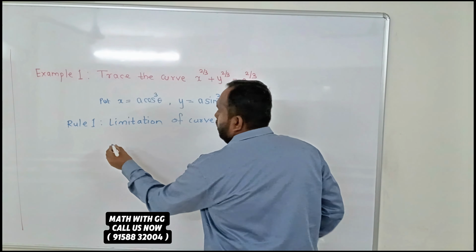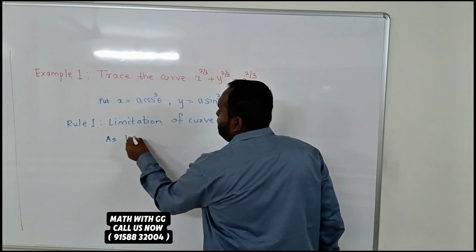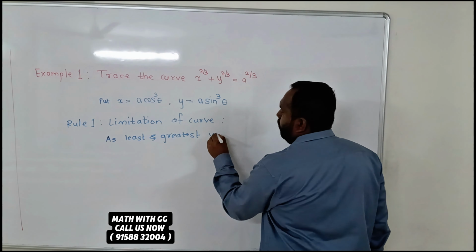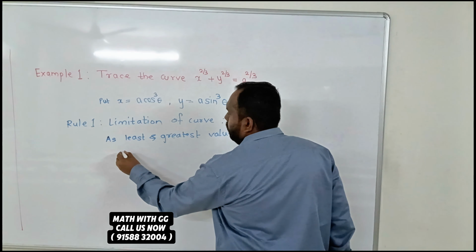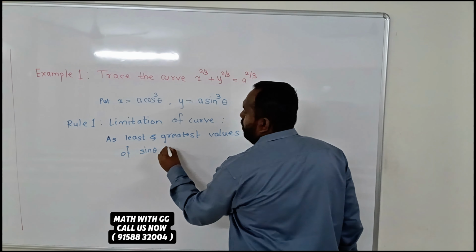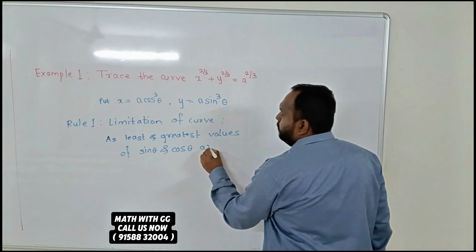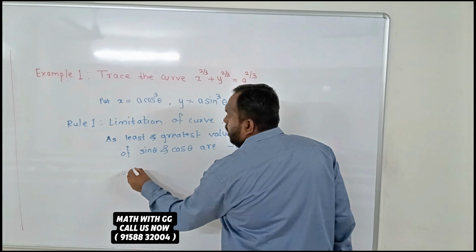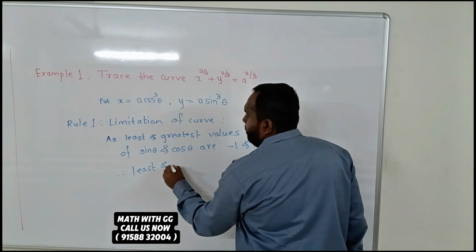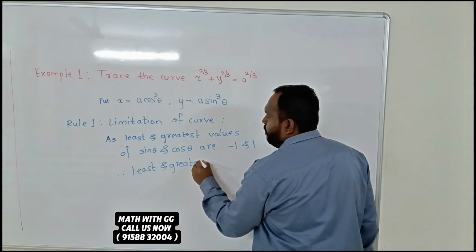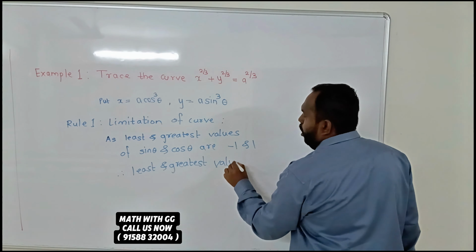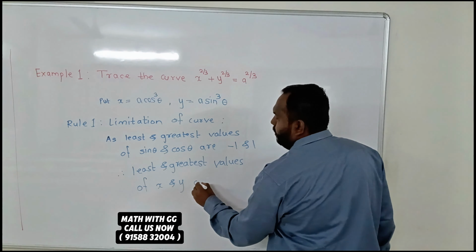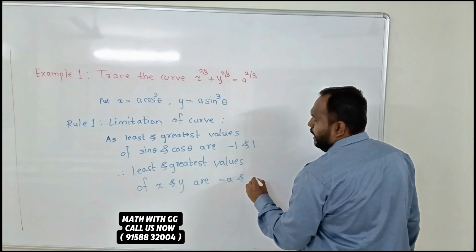Therefore, as least and greatest values of sin theta and cos theta are -1 and 1 respectively, least and greatest values of x and y are -a and a.